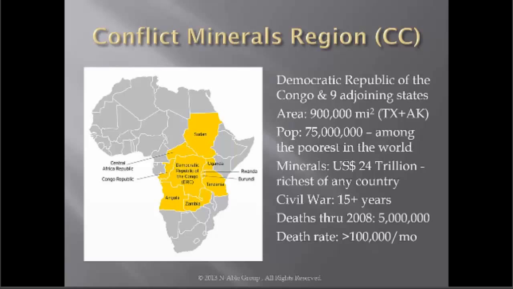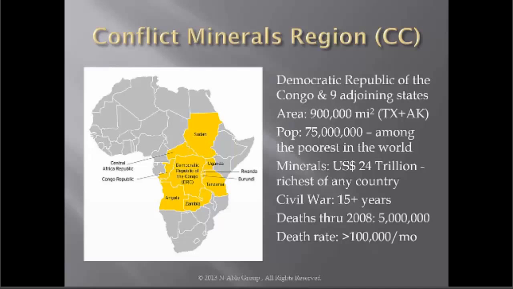There's a population in the DRC of 75 million people, and these are among the poorest in the world. In contrast, the mineral reserves in the DRC alone is $24 trillion. That's with a T, and is the richest of any country. Civil war has been going on for 15 years. Death rate through 2008, which was the last official count, was over 5 million, and the death rate currently is over 100,000 people a month.